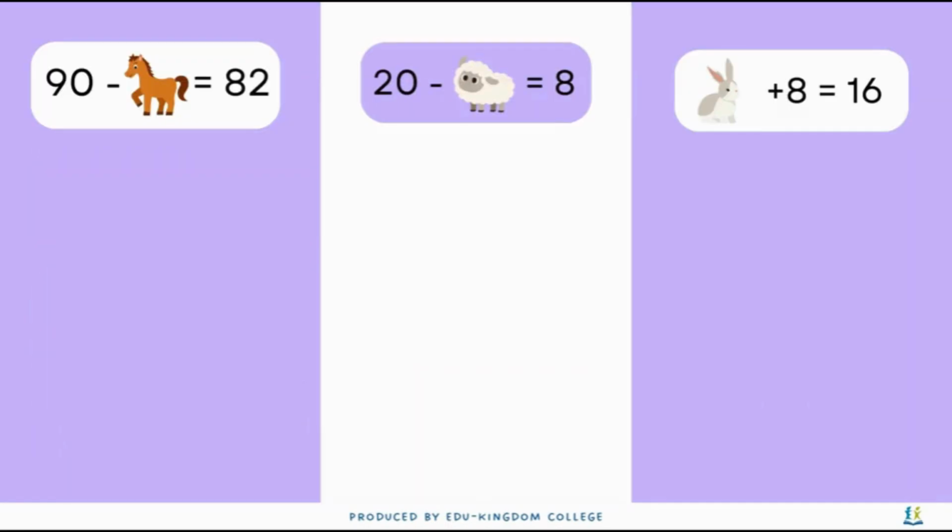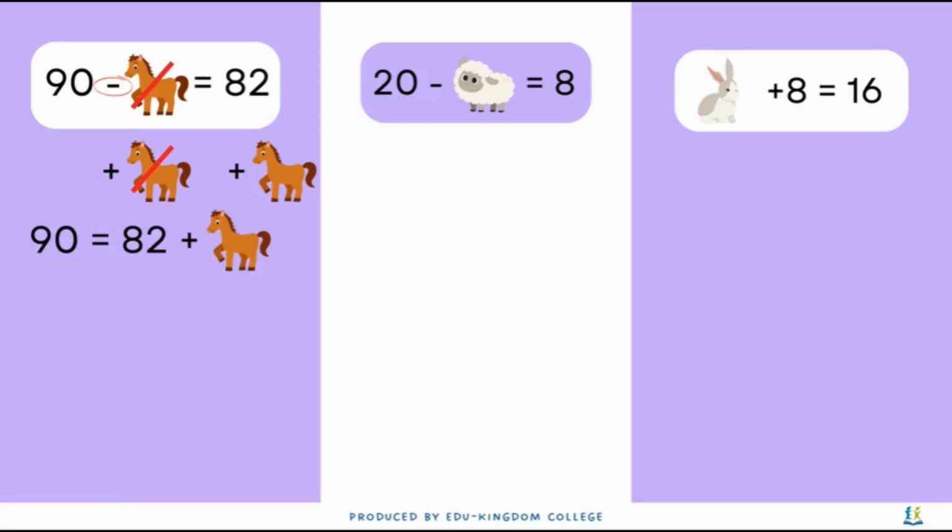Let's have a look at the horse, the sheep, and the rabbit first in the first row. I have 90 minus the horse gives us 82. Since the minus is on the horse, we have to actually add the horse on both sides in order to make the horse positive. And this gets rid of the horse on the left side, and now I have a positive horse on the right side.